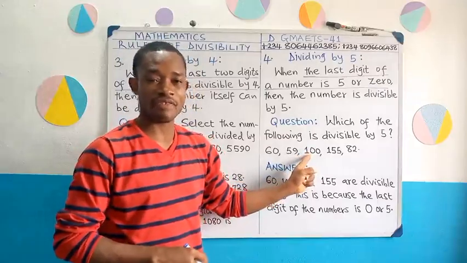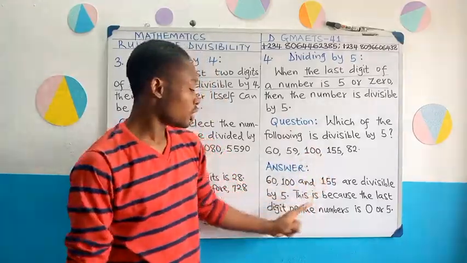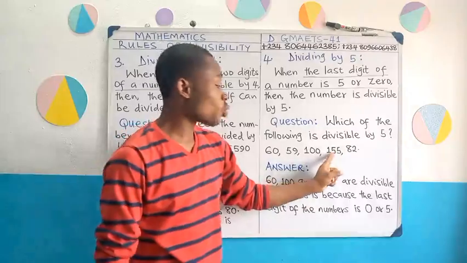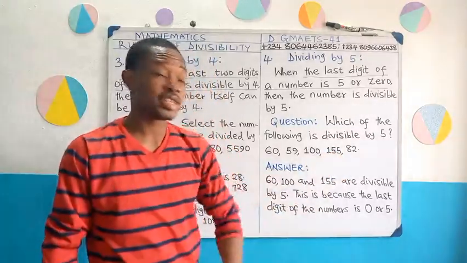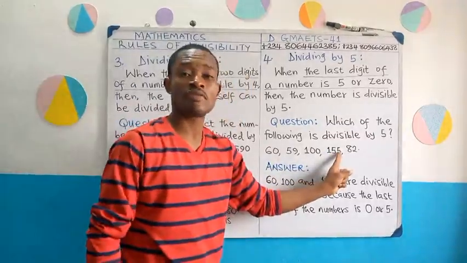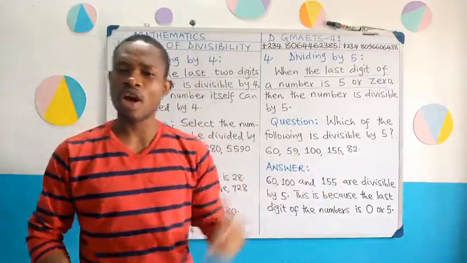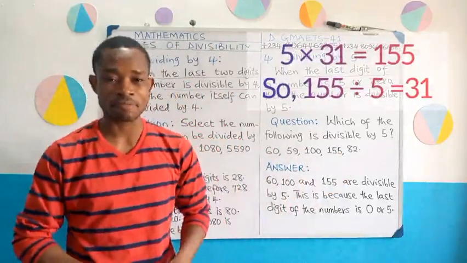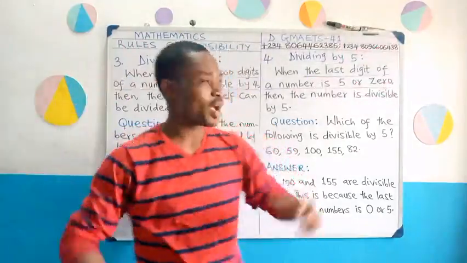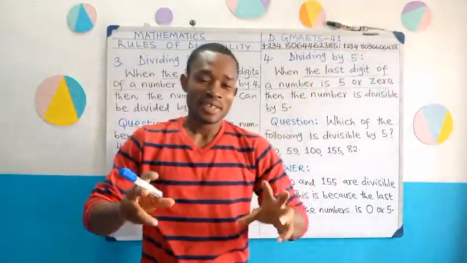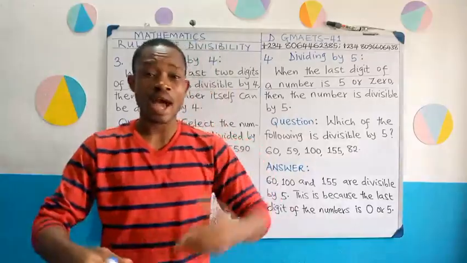100, yes, 5 can divide 100. Reason, the last digit in 100 is what? 0. So you see, I wrote it out. Then we have 155. Yes, 5 can divide 155. What is the reason? The last digit here is 5. It simply means that 5 can divide 155. Of course, if 5 divides that, you're going to get 31. Now we've learned the rules of divisibility by 4 and by what? 5. Next, we are going to learn the rule of divisibility by 6 and 7.